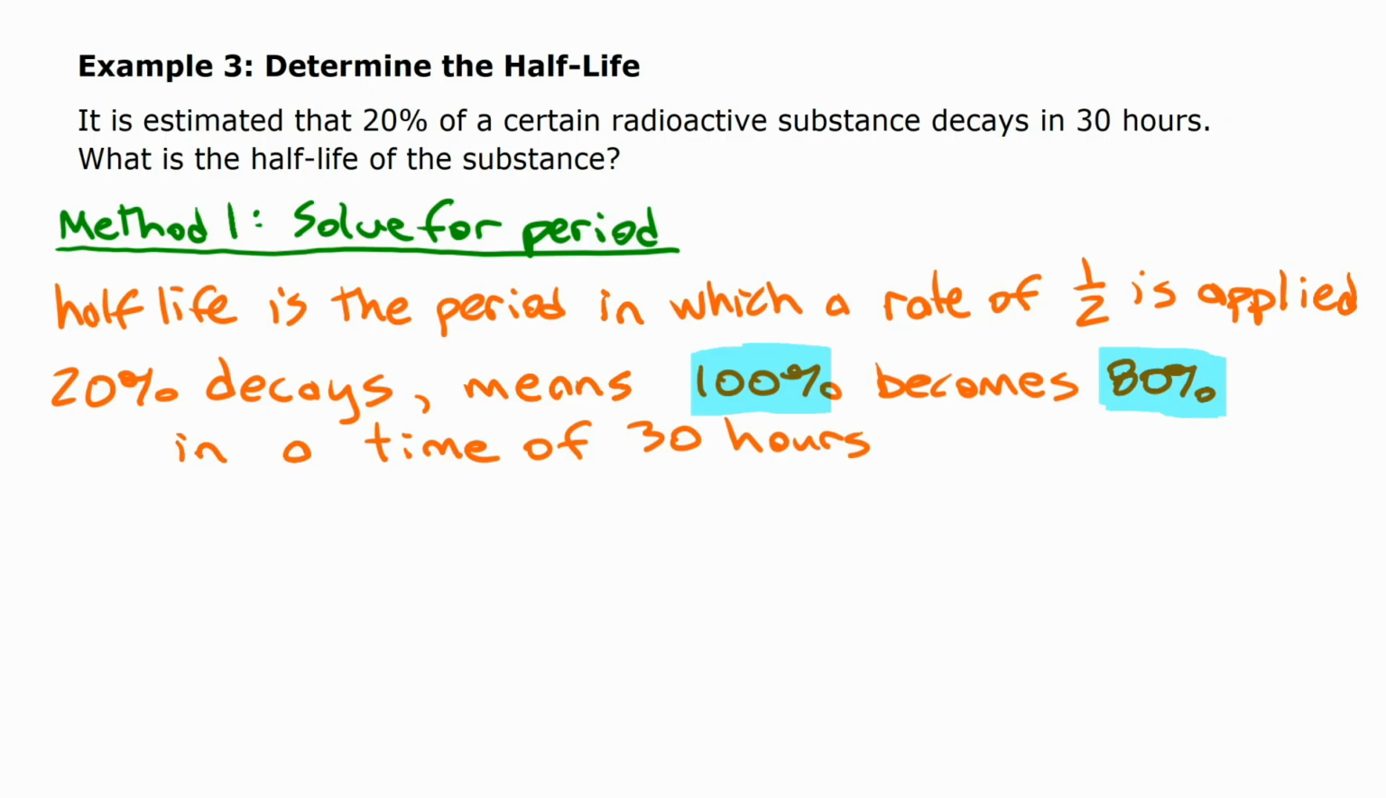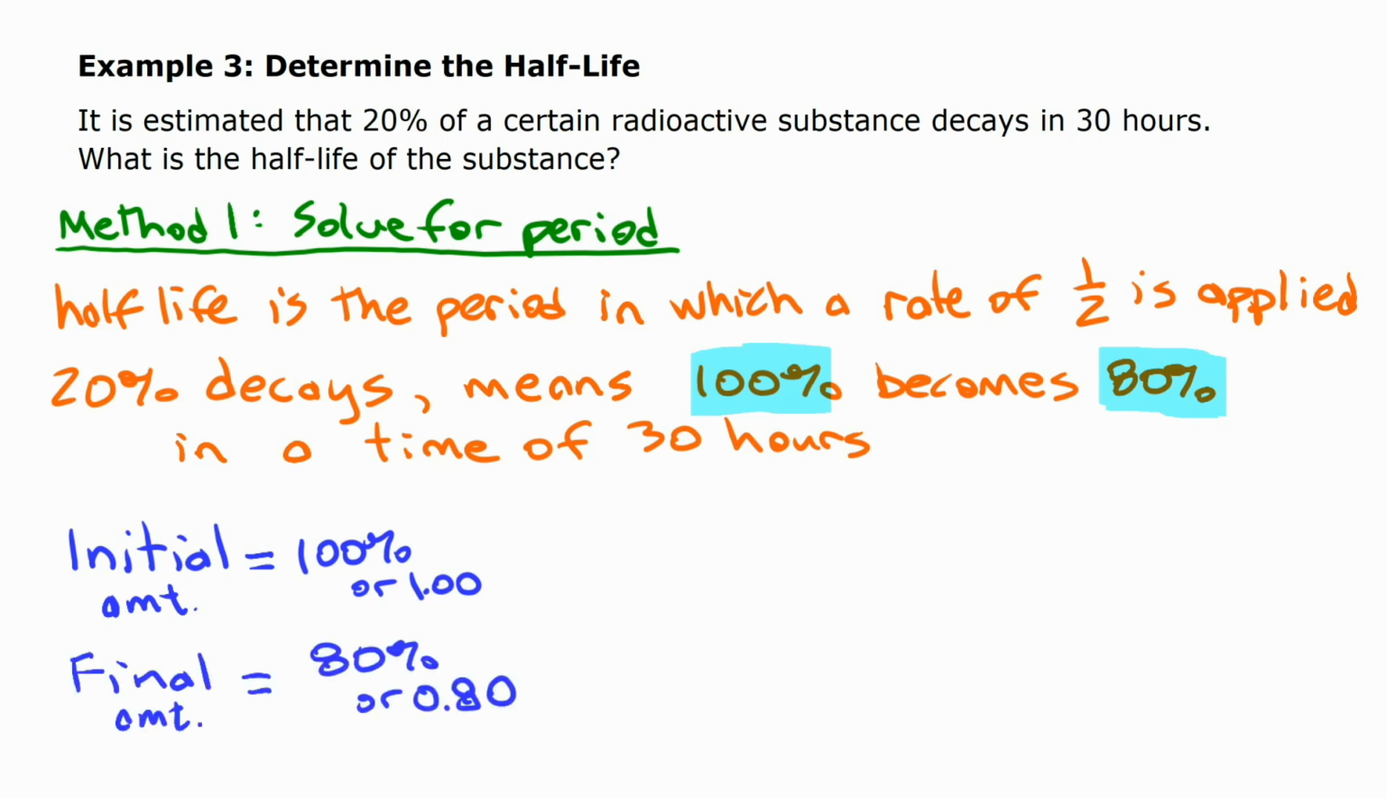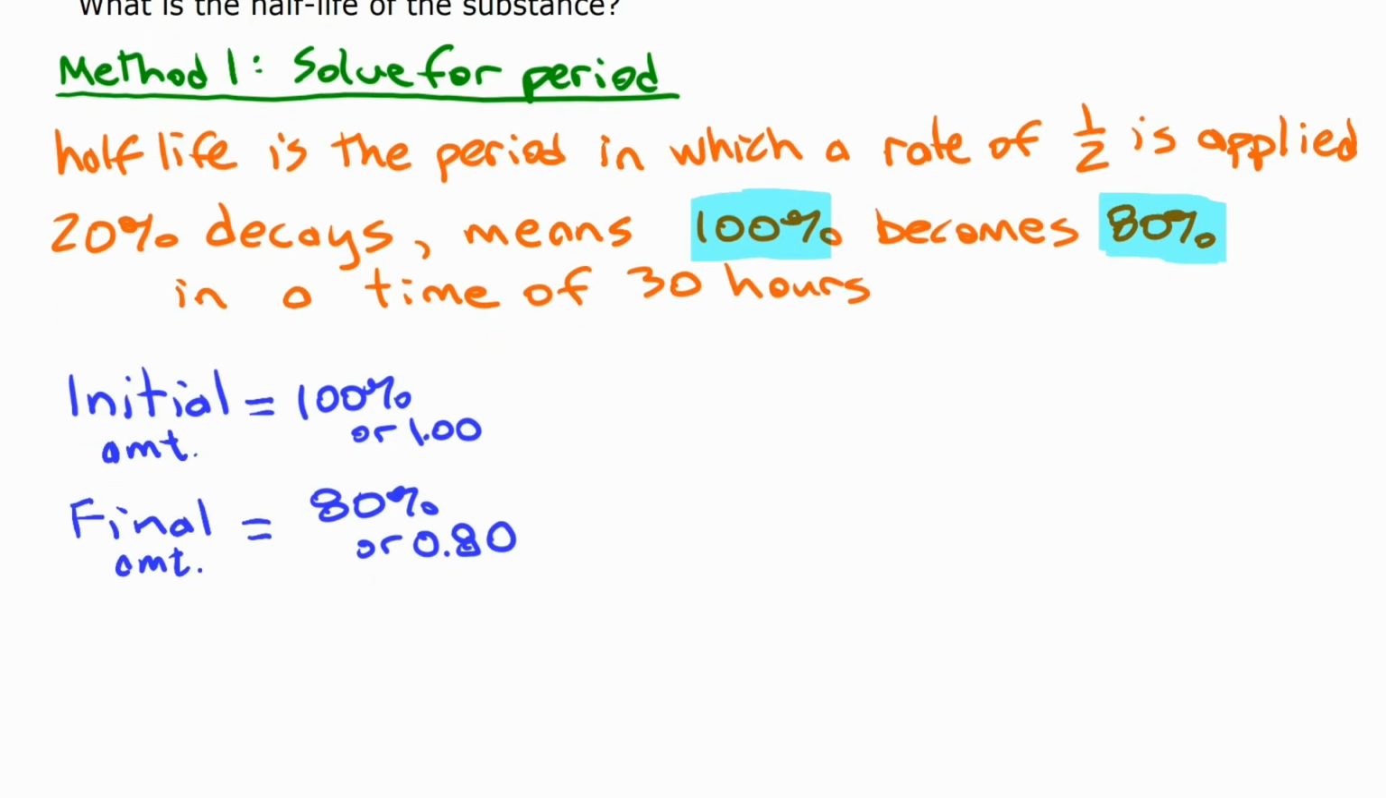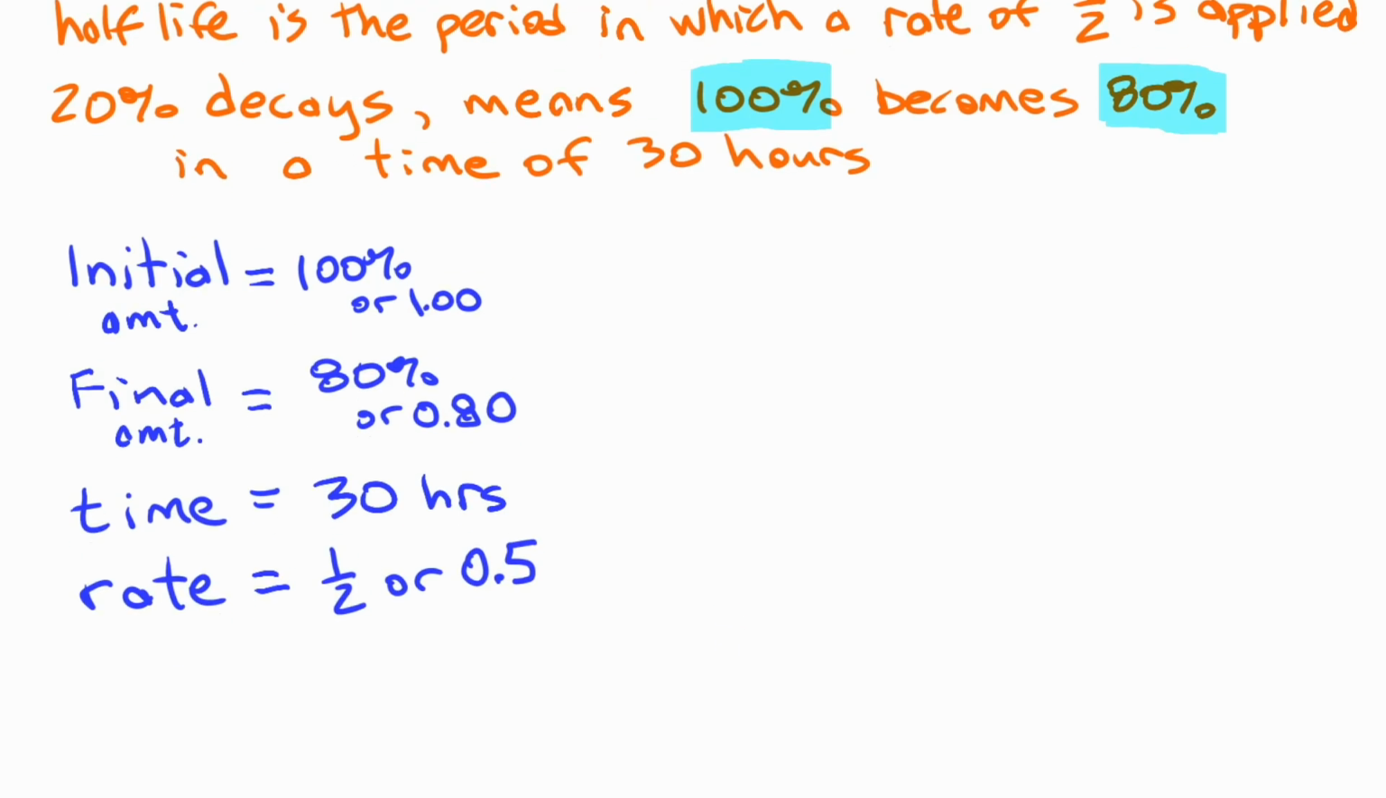We can think of the initial amount as 100%, or you could even call it 100 grams, pick a number. And then the final amount, call it 80%, or again, you could call it 100 grams and 80 grams, or 100,000 grams and 80,000 grams. Or the simplest thing to do is call the initial amount 1.00, and that decays to 0.80, because that percentage is the ratio. The other thing that we had was the fact that that took 30 hours to happen. We're dealing with half-life, so we're saying the rate is a half. And then as we said off the top here, we're looking for the period of the thing.